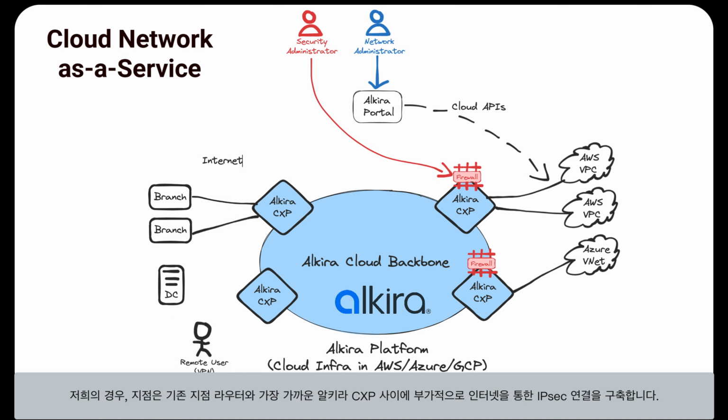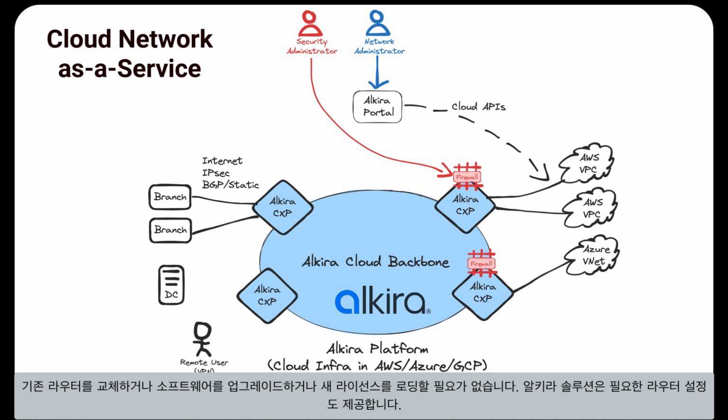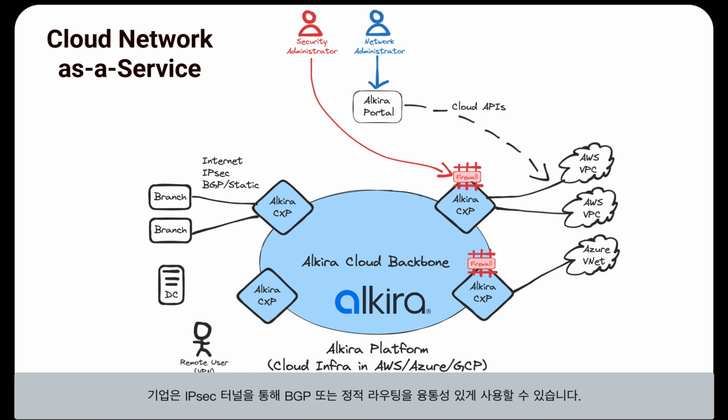In our case, branches establish redundant IPsec over Internet connections between the existing branch routers and the closest Alkira Cloud Exchange Point. There is no need to replace existing routers, upgrade software, or load new licenses. The Alkira solution also provides the necessary router configuration. Enterprises have the flexibility to run BGP or static routing over the IPsec tunnels.